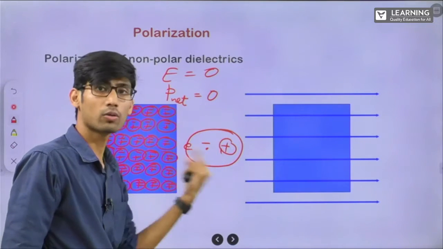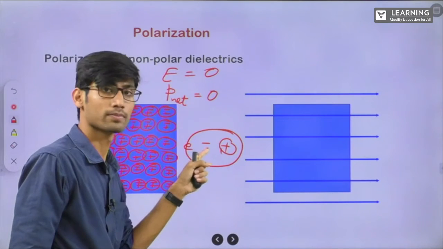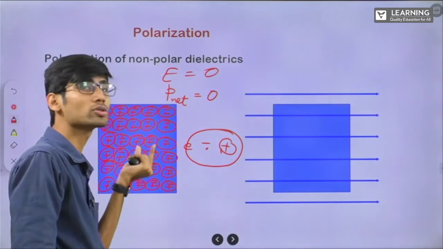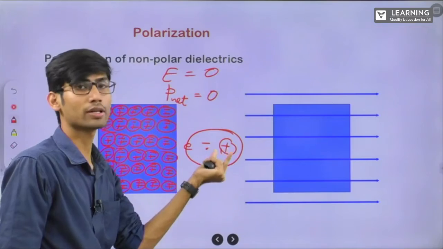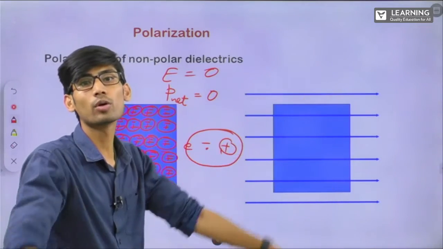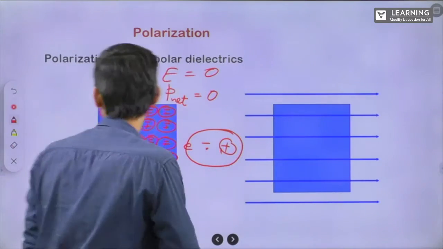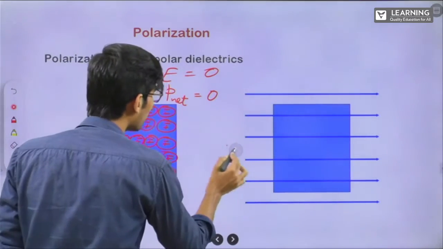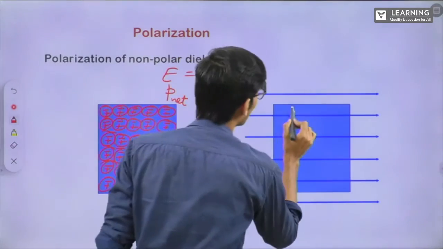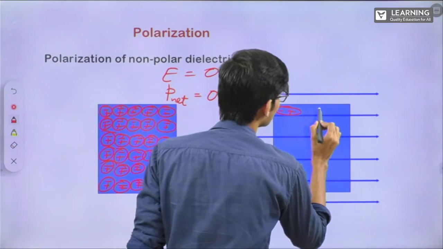It will not be a circular one. The center of this will be this. Now there is a separation. Here it was coinciding. Here they are at separation. So now the net dipole moment will not be zero. Clear? Now the net dipole moment will not be zero. Why? It is something like this.